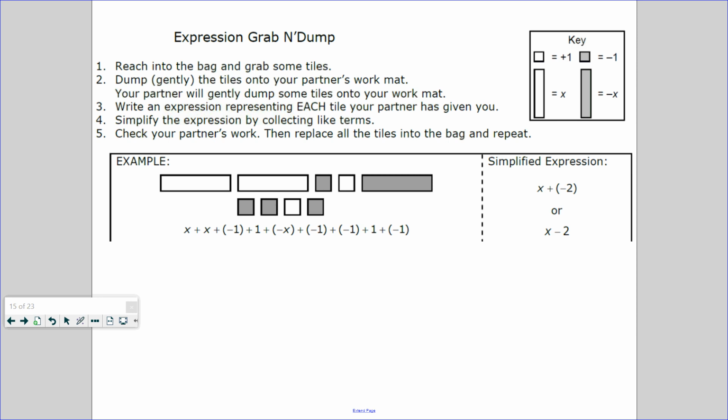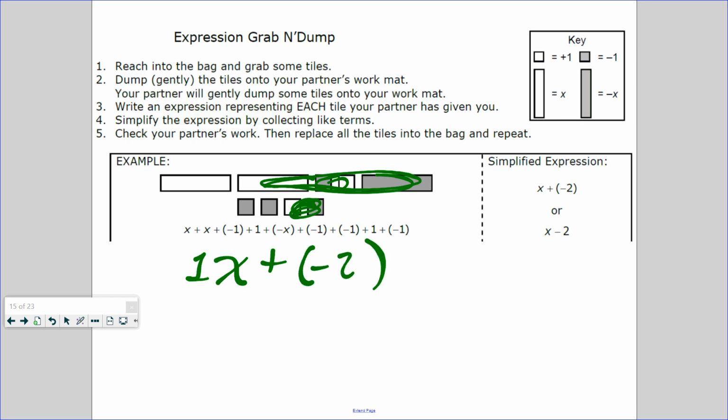Then using 0 pairs, let's see if we can make some 0 pairs here. This makes a 0 pair. This makes a 0 pair. This makes a 0 pair. So what are we left with? We're left with 1x plus negative 2. Do you know a more simpler way of writing this?